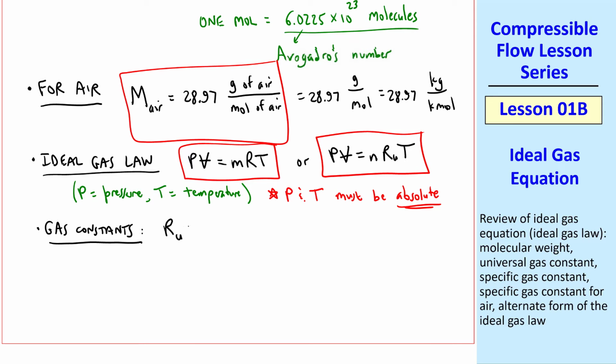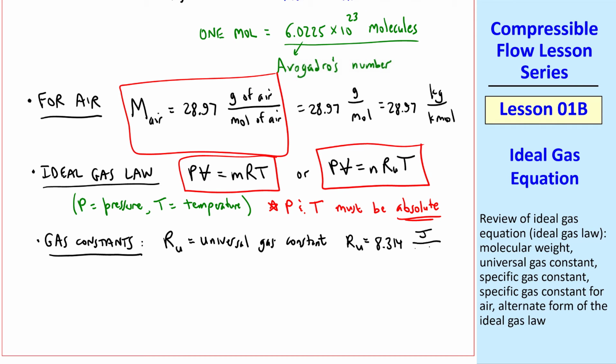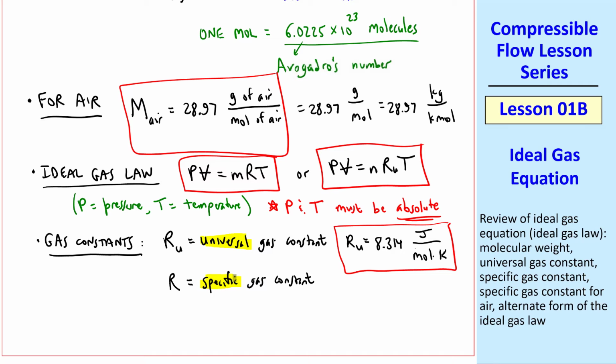What's the difference between these two R's, these two gas constants? Well, R sub U is the universal gas constant. R_U is given as 8.314 joule per mole K. And you could also use kilojoule and kilomole if you prefer. This constant is universal for any ideal gas. On the other hand, R by itself is the specific gas constant, valid for a specific ideal gas. The equation for R is R_U divided by M, where M is the molecular weight.